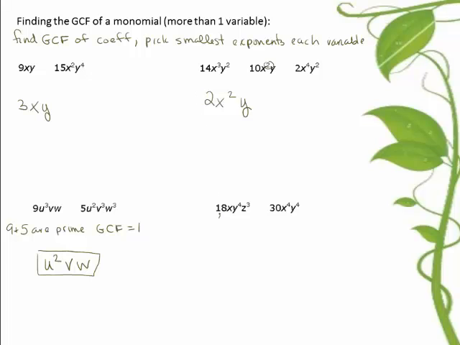18 and 30, 18 is 2 times 9, and 3 times 3. 30 is 2 times 15 and 3 times 5, so they have a 2 and a 3 in common. So that's a 6. I have 1x and 4 x's, so I can bring 1x. I have 4 y's in both. Here I have z's, but here I have no z's. So I can't bring any z's out. They would have to both have z's. So this is my greatest common factor.